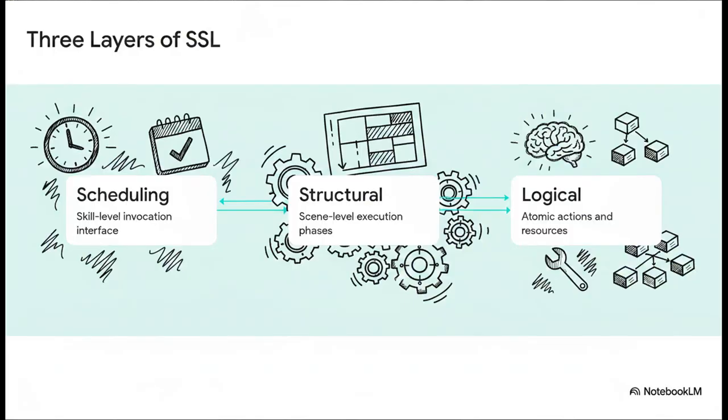It breaks a single-agent skill down into 3 digestible layers. First, you have the scheduling layer, which dictates exactly when the skill should be invoked. Second, the structural layer, which defines how its work is organized into distinct phases. And third, the logical layer, which pinpoints exactly what atomic actions and resources it will touch.